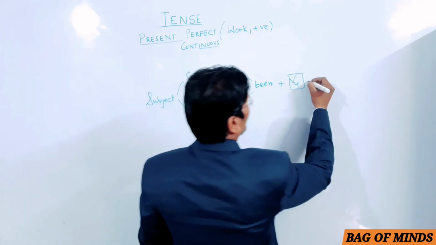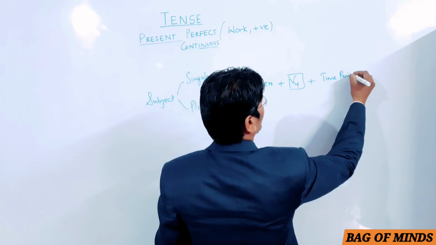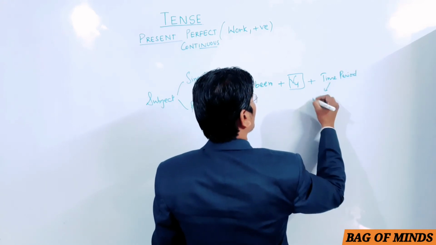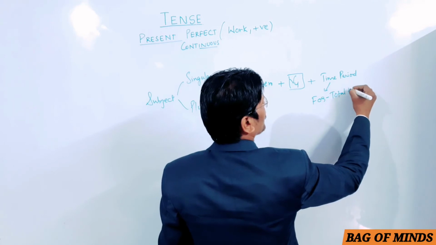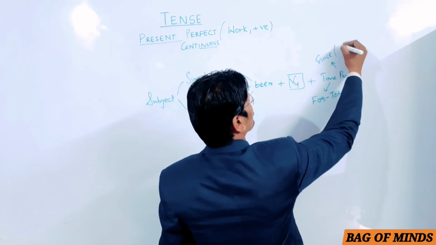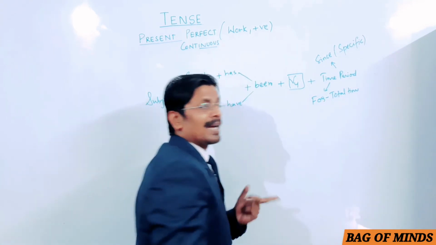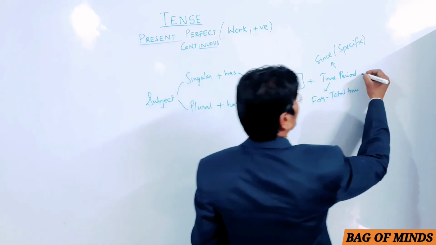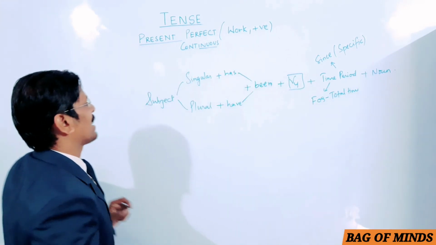After that, I will use my time period. Time period, you remember: total time I will use for, and specific time I will use since. I'll tell you what I have written on the board and how we can use it. And after that you use your noun. Let's take an example here.